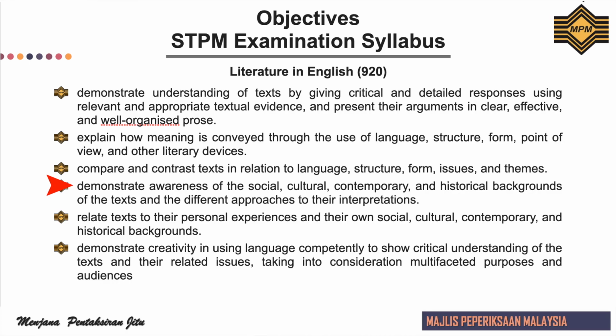4, demonstrate awareness of the social, cultural, contemporary, and historical backgrounds of the texts and the different approaches to their interpretations. 5, relate texts to their personal experiences and their own social, cultural, contemporary, and historical backgrounds. And finally, number 6, demonstrate creativity in using language competently to show critical understanding of the texts and their related issues, taking into consideration multifaceted purposes and audiences.